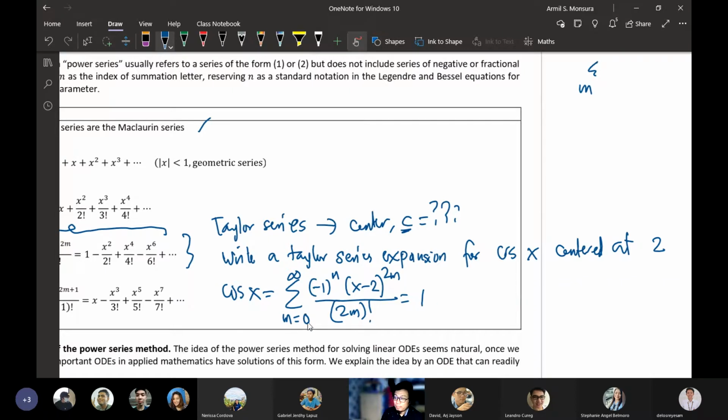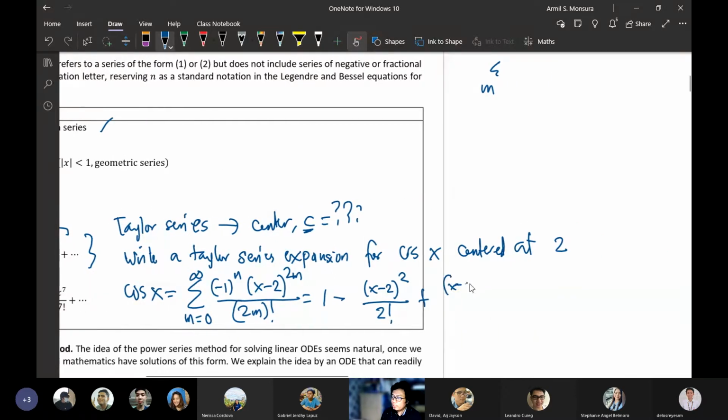Yung second term niyan is when m is equal to 1. So, -1 raised to 1 is negative. This is x minus 2 raised to 2m, so that should be x minus 2 squared, divided by 2 times 1, that's 2 factorial. Okay, and so on. Ang magiging pattern niyan is this. x minus 2 to the 4th over 4 factorial, minus x minus 2 to the 6th over 6 factorial, and so on.